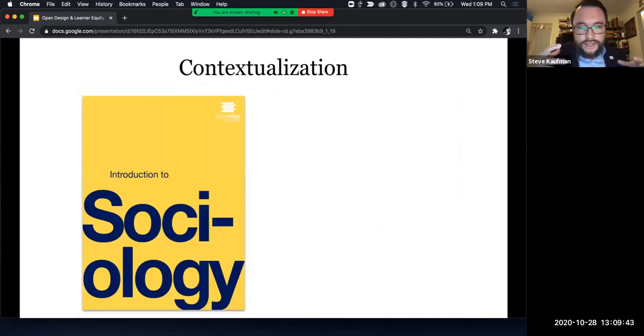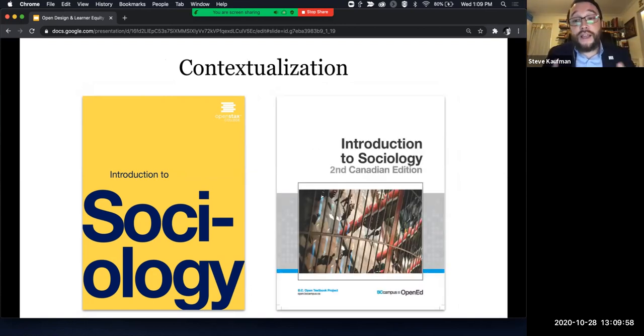Okay, content contextualization, right? Sociology, if you look at the sociology textbook, which is now in its second edition on the OpenStax website, talks about sociology, but from the American perspective. Sociology exists in every country in the world, but everything is very US or European leaning. So this is an example of a derivative of this book where BC Open Campus wrote it from the Canadian perspective because they have different social issues that they have to deal with. And sociology looks a little bit different in that context, right? So that's an important thing to notice.